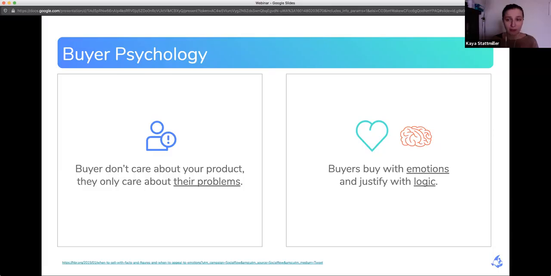So that's one piece of the puzzle. Another piece of the puzzle is that the buyer buys with emotions and then justifies with logic. What it means, especially in a B2B environment, is that you need to appeal to the persona's self-interest, meaning emotion, and then back it up with business outcomes, meaning logic. I will be talking about it a little bit more further on, but at this point I just want to leave it here.